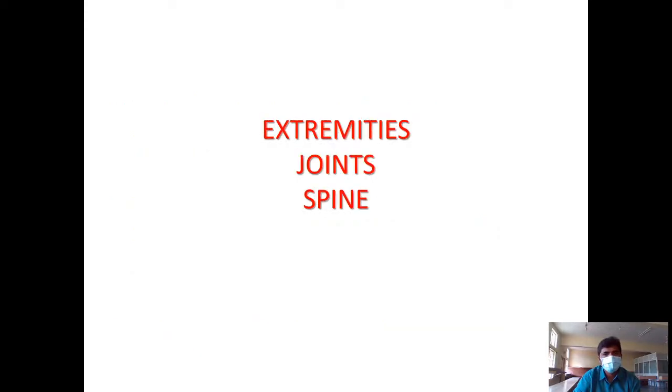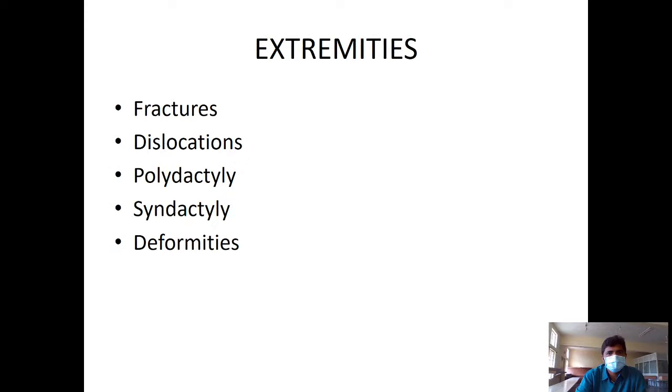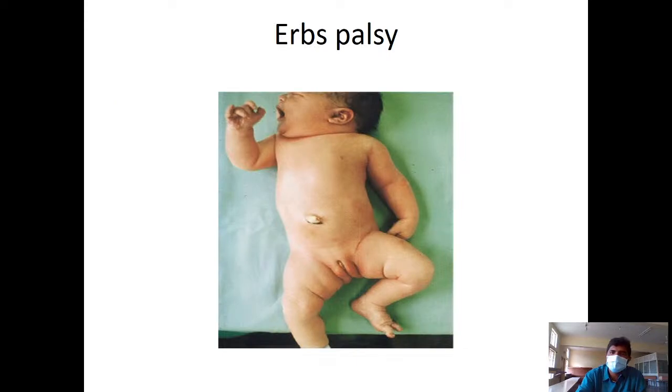Then an often overlooked part of neonatal examination is the extremities, joints and spine. In the extremities, you need to look for fractures, dislocations, polydactyly, syndactyly, palmar creases, and limb deformities. So you need to look. Here the child is having Erb's palsy.